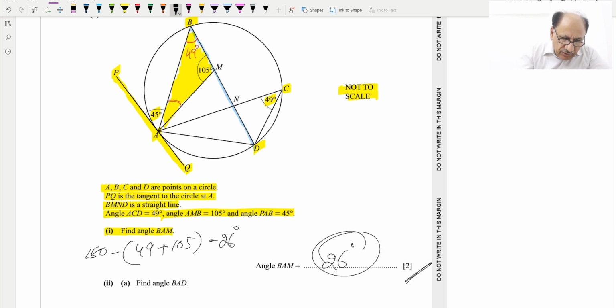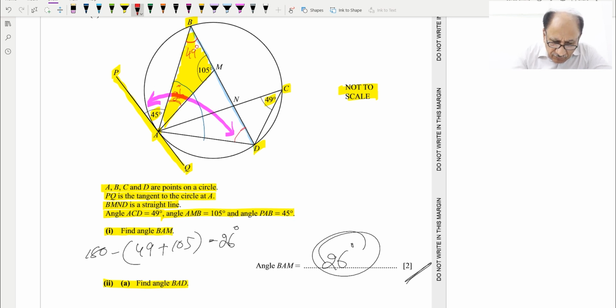Find the angle BAM part. That's second part A. Find angle BAD. So before finding BAD, I'm just writing the angle which we found, which is 26 degrees over here, and BAD is which angle I'm going to indicate? BAD. So we require this complete angle, this much. So by alternate segment theorem, this angle will be equal to this angle. These two angles are equal by alternate segment theorem.